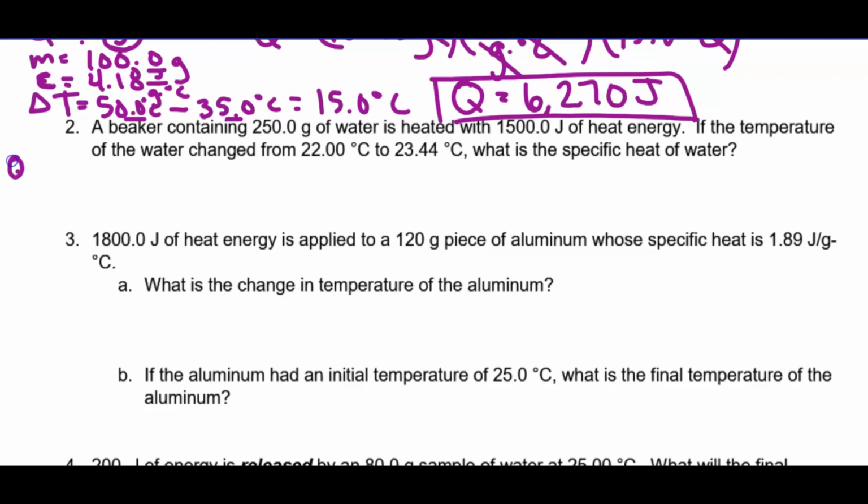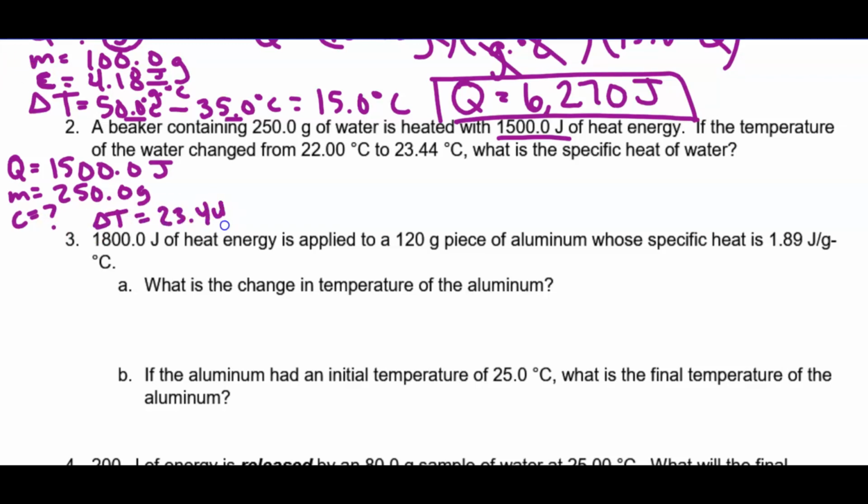Q is in joules, 1,500. M is mass, 250 grams. C, we don't know. Delta T, final minus initial, 23.44 minus 22, 1.44 degrees Celsius increase. Let's put this into the formula.